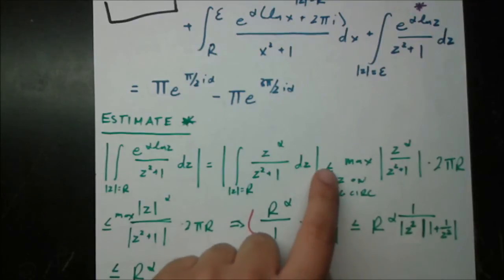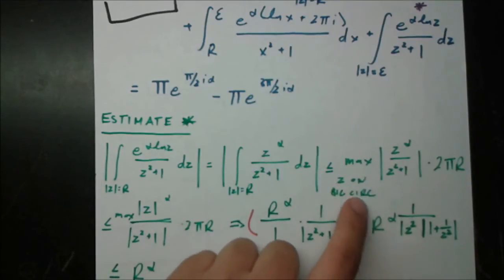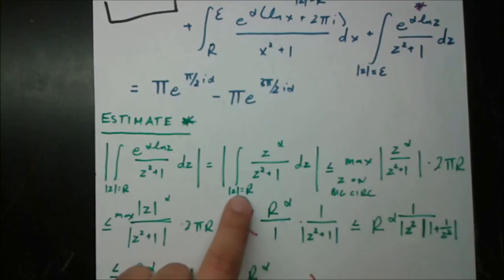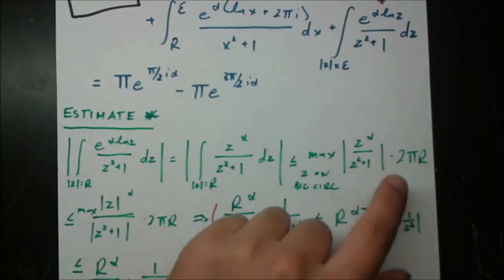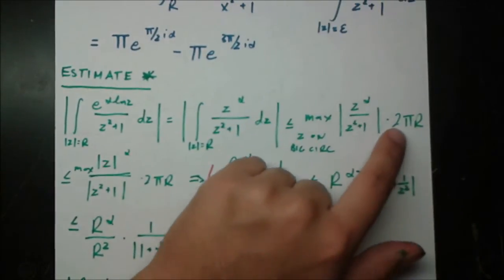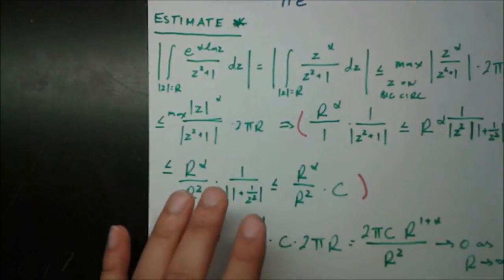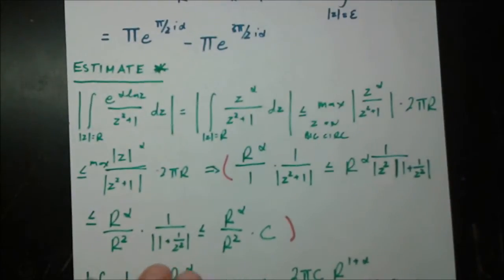This is going to be less than or equal to the maximum value of the modulus of the integrand when z is on the big circle, because this is done on the big circle, times the distance of the big circle, which is 2 pi r, because that's the circumference. Note that that's different from just the pi r from the previous video, because that was just half a circle.